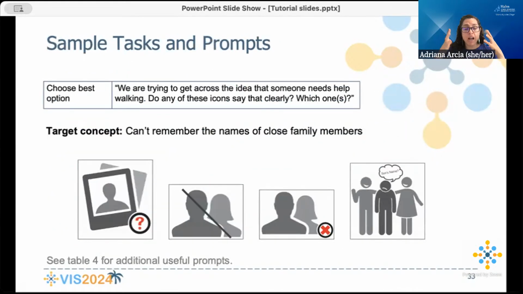Okay, so then when you're actually running the session, and you'll have decided in advance what you're going to do, these are some of the tasks and prompts that you can use. If you look at table 4 of the guide, there's some additional prompts, suggestions for things that you can say to help keep your design session running smoothly. One thing you can do is ask people to choose the best option. In this case, you're telling people, this is the target concept. Which of these, if any, clearly conveys that idea? So we're giving people the concept, and then they have something to choose from. This is particularly good for when we're still working with graphical elements.